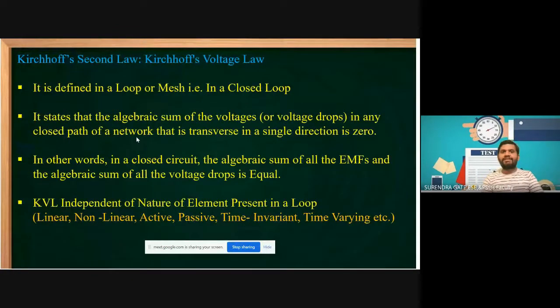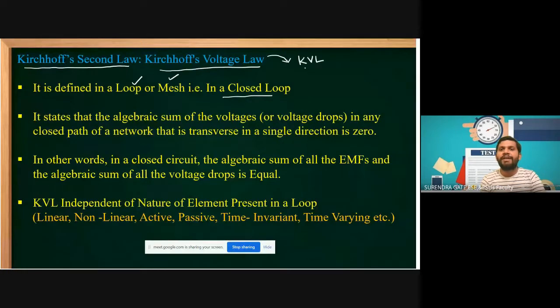The next one is, friends, Kirchhoff's second law, which is called Kirchhoff's voltage law. Simply it is called KVL. It is defined in a loop or mesh, that is, in a closed loop.